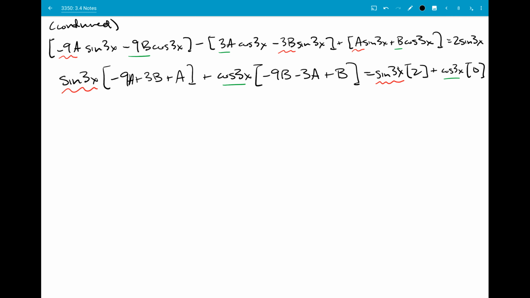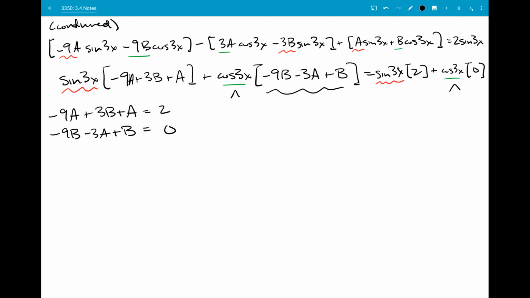So I'm going to say, okay, looking at the sines, I have that minus 9a plus 3b plus a should be equal to 2. Then, no matter what I plug into my sine 3x, I'm always going to have the left and right sides equal to each other. For my cosines, I see that minus 9b minus 3a plus b should be equal to 0. Since cosine is on the left side, but it's not on the right side, whatever's attached to cosine on the left side should be equal to 0.